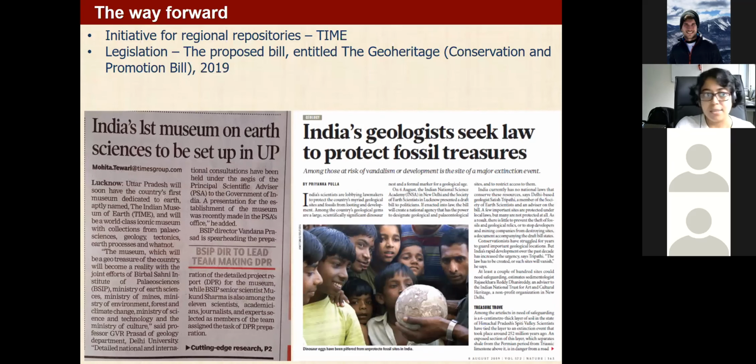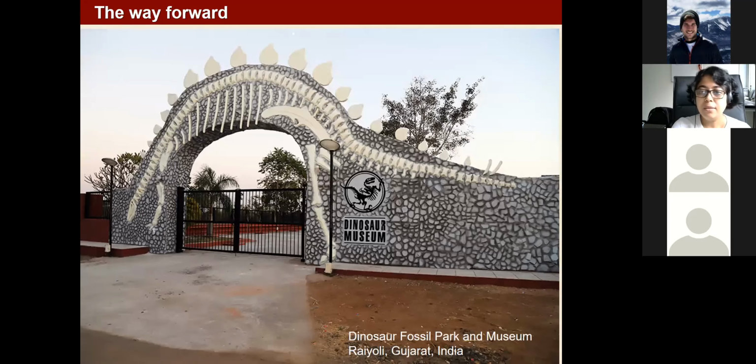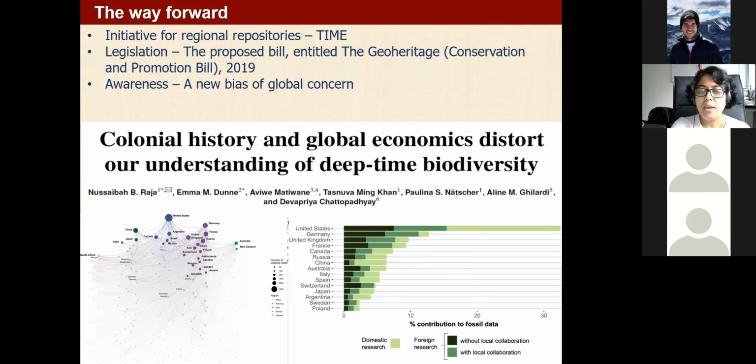And there are changes. For example, the Initiative for Regional Repository, the Indian Museum of the Earth, is in its planning phase. So probably in a few years, we are going to get it. There are changes in legislation, and there is a proposed bill for increased monitoring of the fossil areas, fossil parks. There are developments of fossil parks, like the Dinosaur Fossil Park and Museum in Airoli. But there needs to be more increased awareness at an international scale.